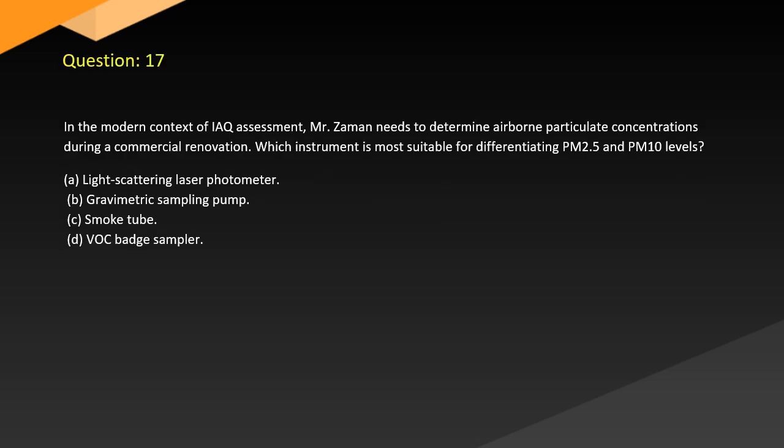Question 17. In the modern context of IEQ assessment, Mr. Zerman needs to determine airborne particulate concentrations during a commercial renovation. Which instrument is most suitable for differentiating PM2.5 and PM10 levels? A. Light scattering laser photometer. B. Gravimetric sampling pump. C. Smoke tube. D. VOC badge sampler.